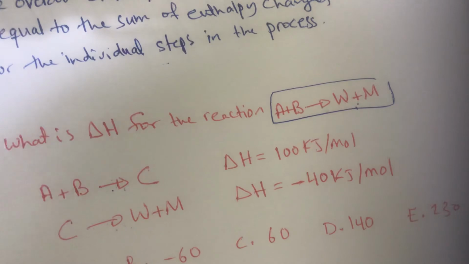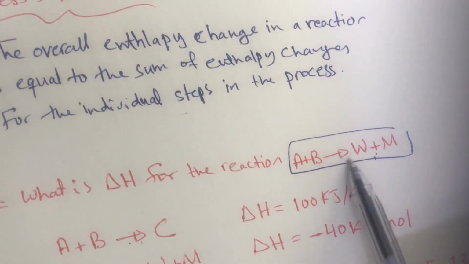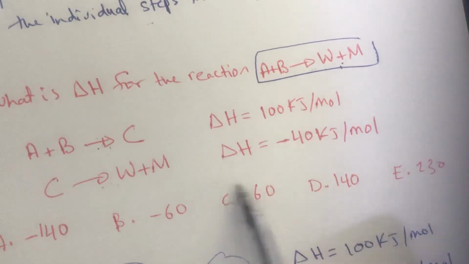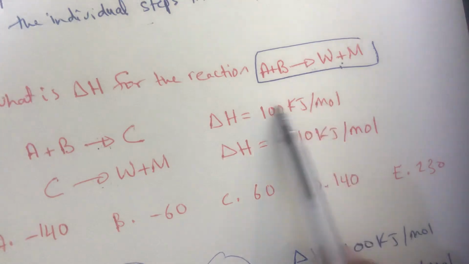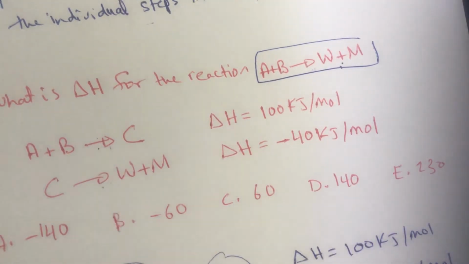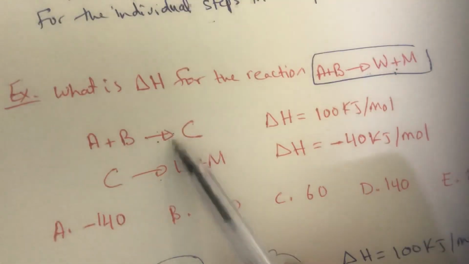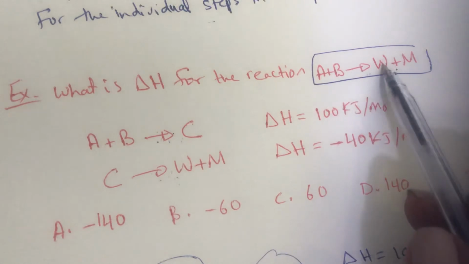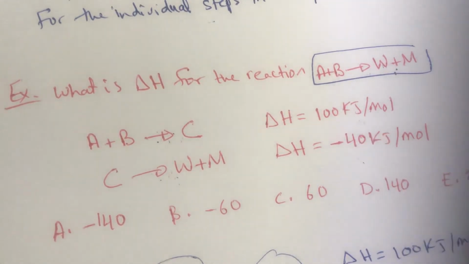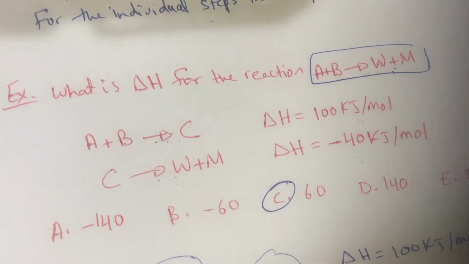So again, the overall enthalpy for this reaction is the summation of enthalpy change for the individual steps in the reactions. So here you add these reactions to each other to get this reaction. So you have to add the enthalpy change to each other. So the answer is 60. Another example.